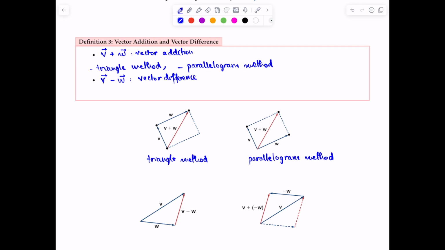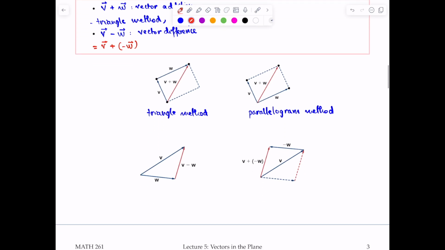But if you notice, it's still a vector addition. You just basically perform vector addition on the opposite of one of the vectors. Okay, so what do I mean by that? So v minus w is actually equal to v plus negative w. So that's the idea of vector difference. It turns out that you still perform vector addition.